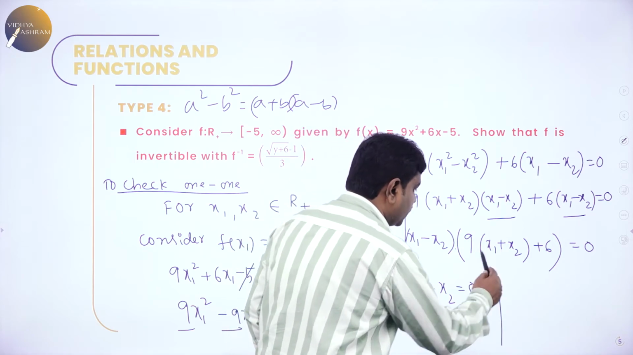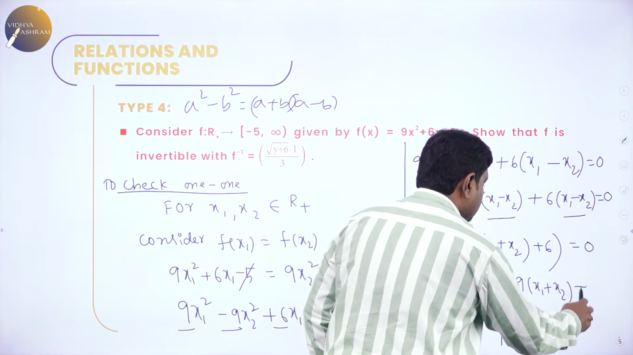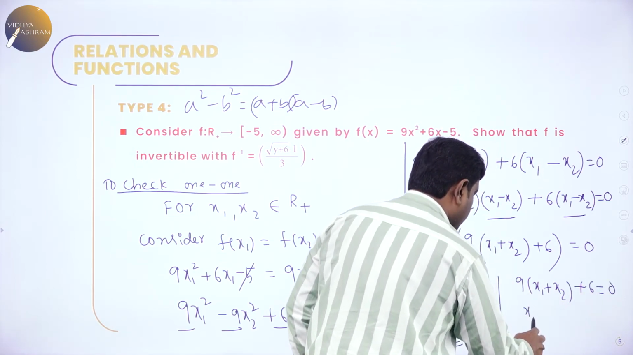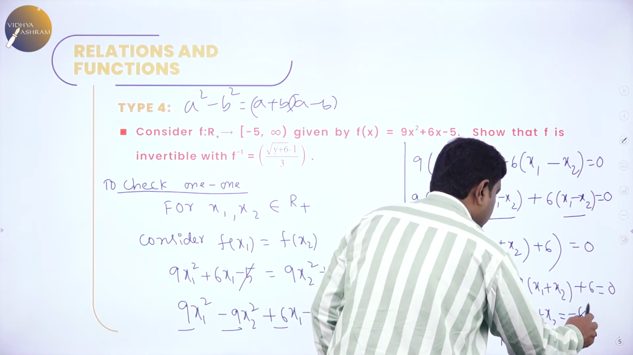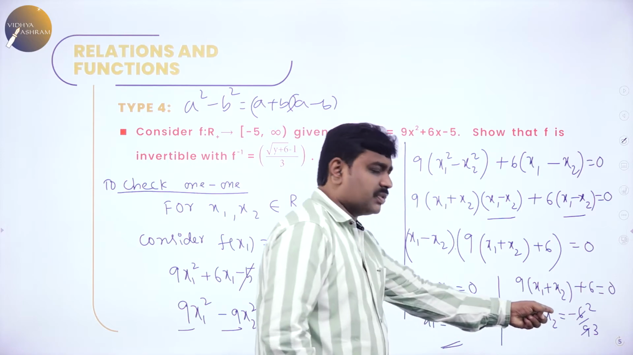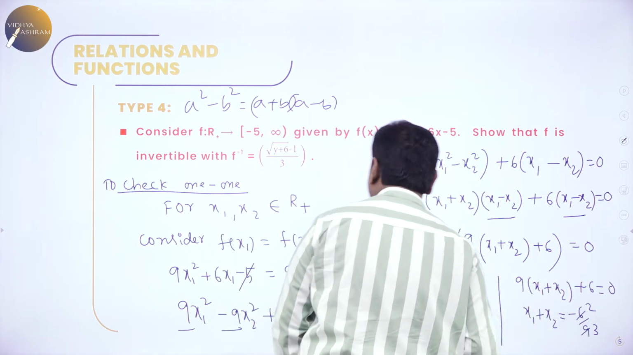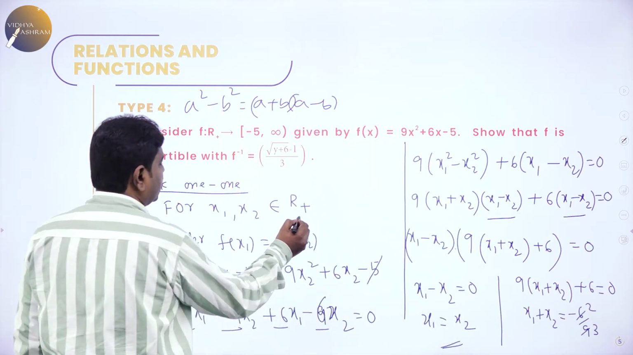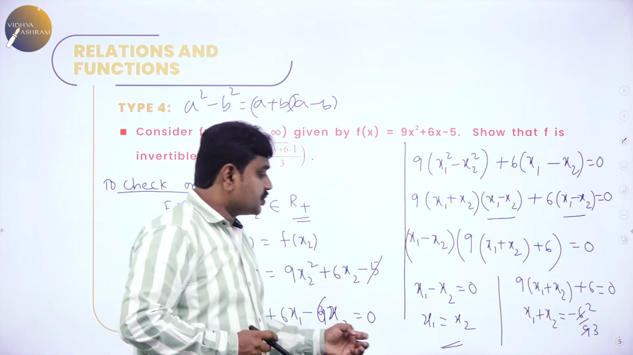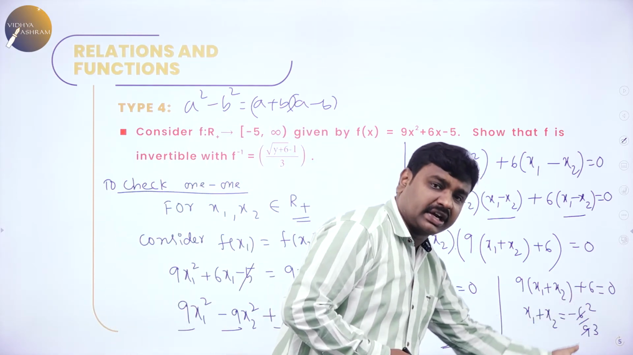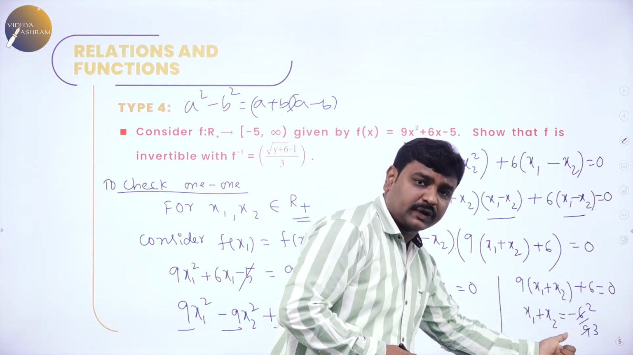So now if you take this, 9 times x1 plus x2 plus 6 becomes 0. If you solve this, you will get x1 plus x2 is equal to minus 6 by 9 or minus 2 by 3. See, x1 plus x2 cannot be negative. So if you simplify, I am getting minus 2 by 3, which is not possible because x1 and x2 are what? Real numbers. And what sort of real numbers? Non-negative, they are positive. So two positive numbers when you add, can you get negative? Two non-negative real numbers when you add, can you get negative?